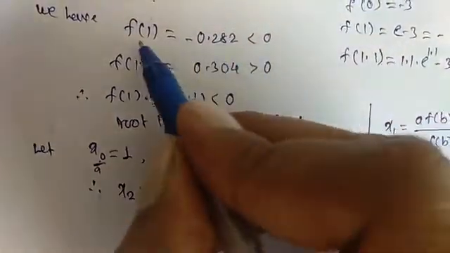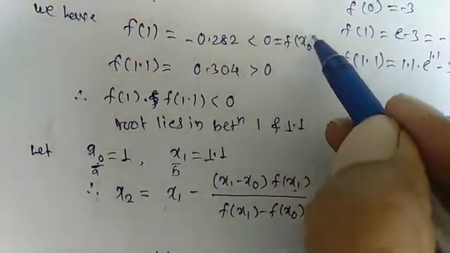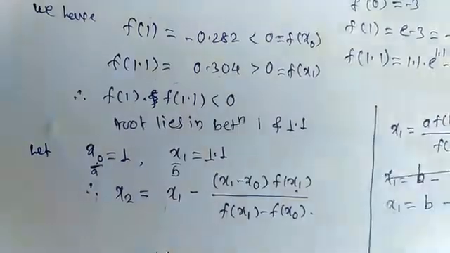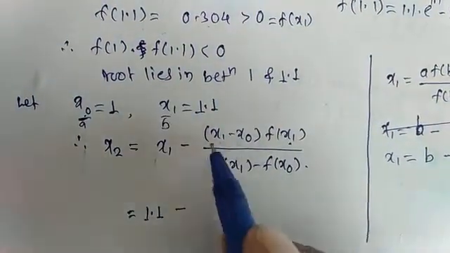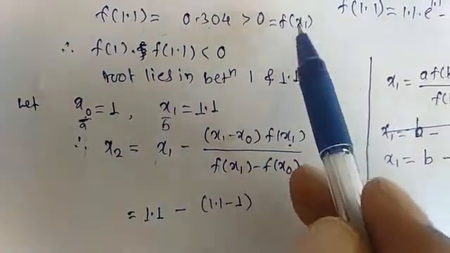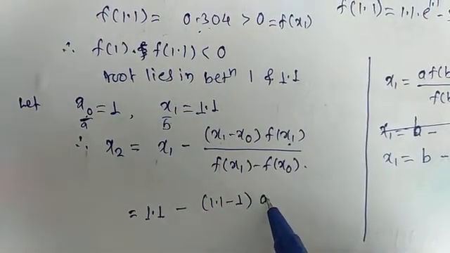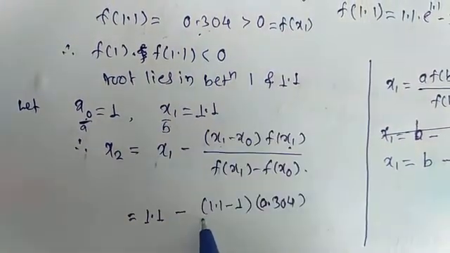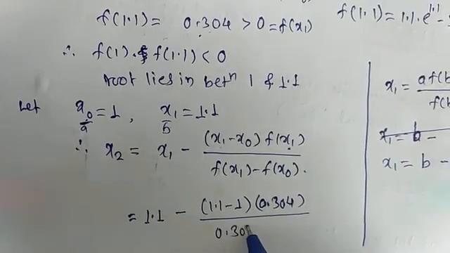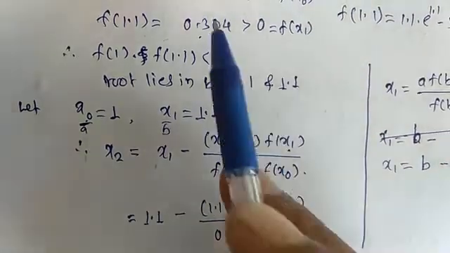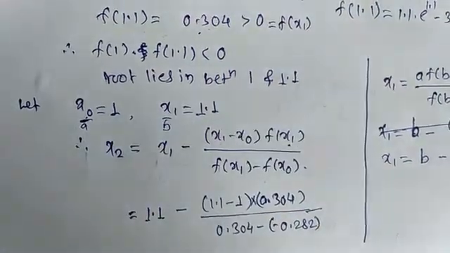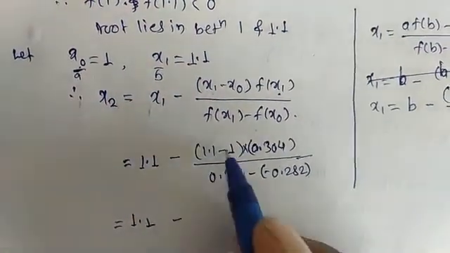Here we have f of x0 and f of x1. Okay, 0.304. So it will be 1.1 minus (x1 minus x0, which is 1.1 minus 1), and f of x1 is 0.304, divided by f of x1 minus f of x0, the difference. So it is 0.304, here it is a multiplication sign, minus of 0.282. Okay, which will give us 1.1 minus 0.1.